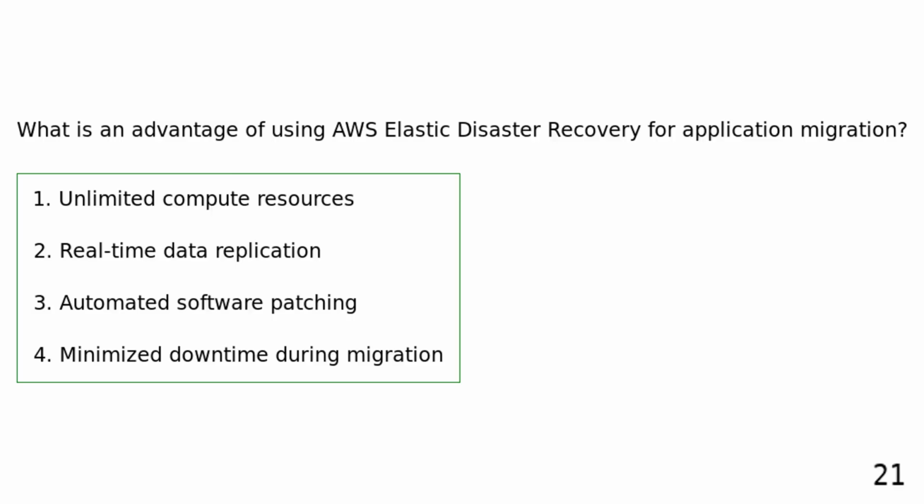What is an advantage of using AWS Elastic Disaster Recovery for application migration? Unlimited compute resources. Real-time data replication. Automated software patching. Minimized downtime during migration.